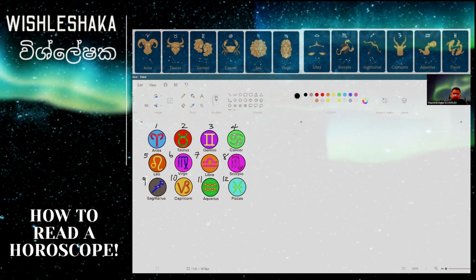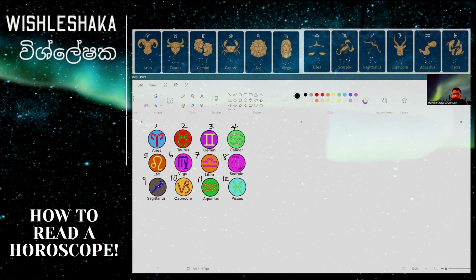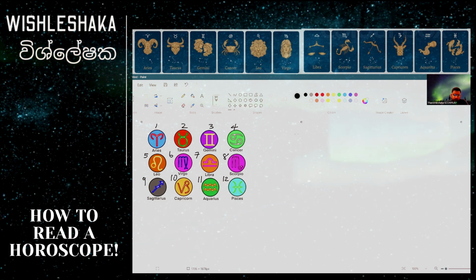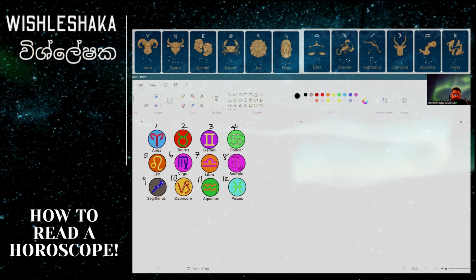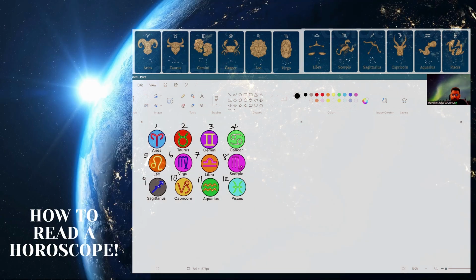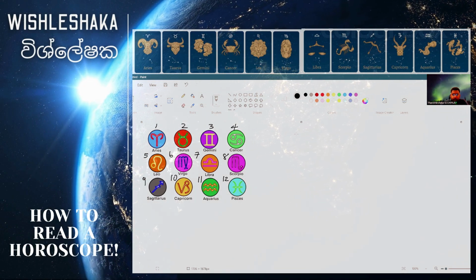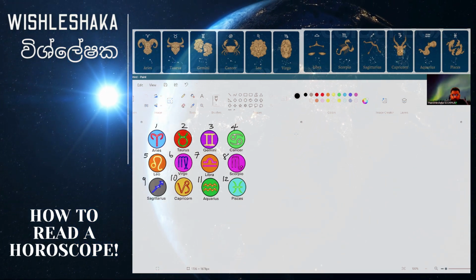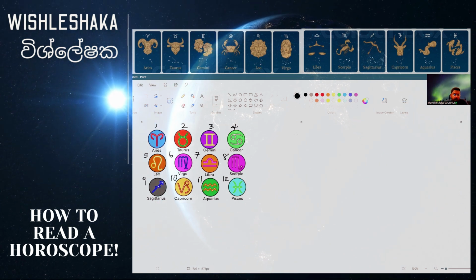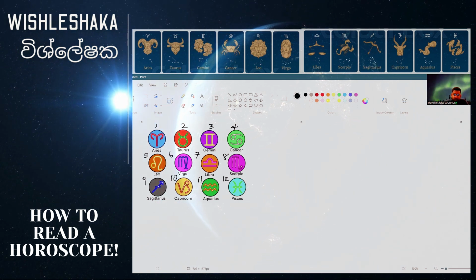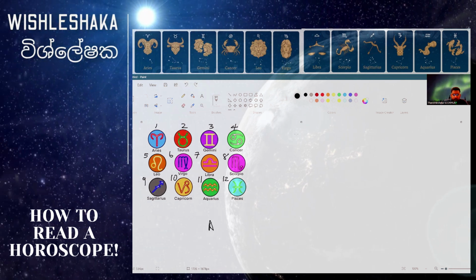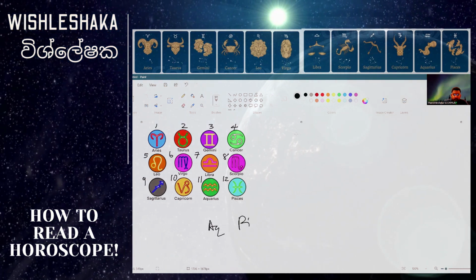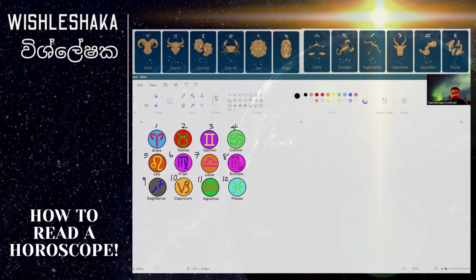So Aries is the first sign, Taurus is the second sign, Gemini is the third sign, Cancer is the fourth sign, Leo is the fifth sign, Virgo is the sixth sign, Libra 7th, Scorpio 8th, Sagittarius is 9, Capricorn is 10, Aquarius is 11, Pisces is 12. So this is the order. It doesn't change. It won't be Pisces then Aquarius. No, it will always be Aquarius then Pisces.